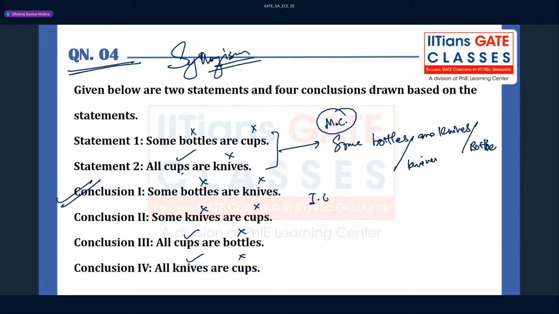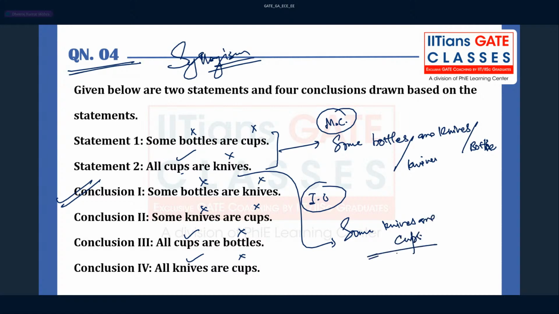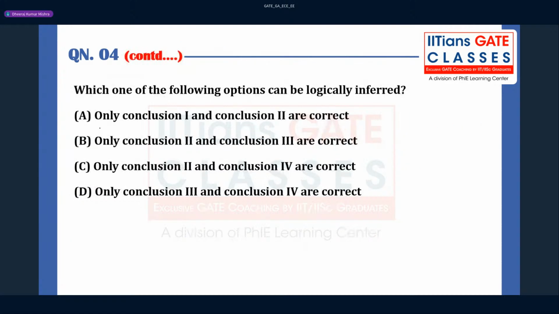Immediate conclusions, right? If you know that all cups are knives, then from this single statement you can say that some knives are cups also. Because in the options, only this option will be correct here. All other options are wrong, right? Because only conclusion 1 is correct.